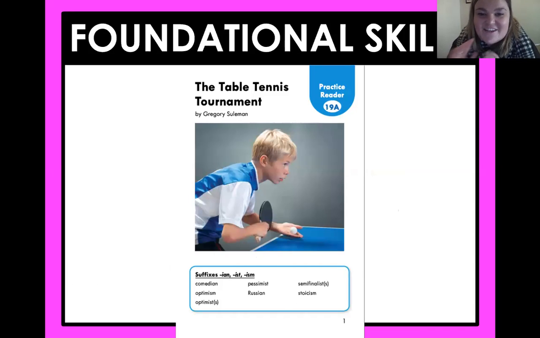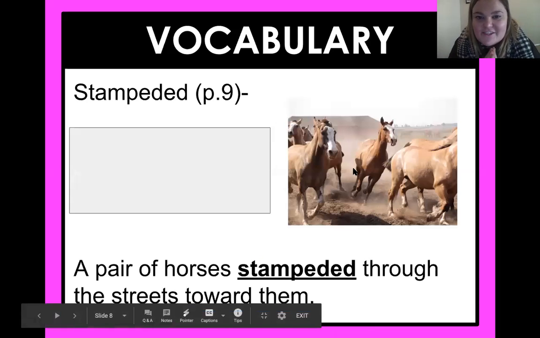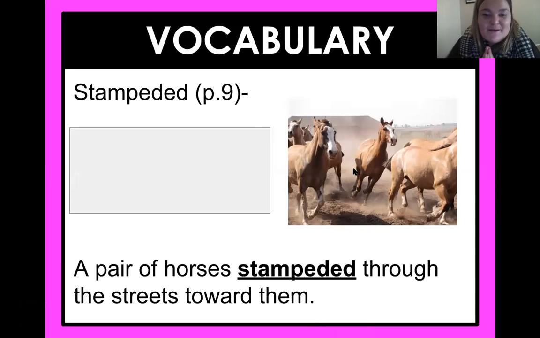So your foundational skill today is, oh, those were kind of out of order. Sorry about that, guys. So to sum up your suffixes, you are going to be reading the story, The Table Tennis Tournament. You're going to be focusing on those suffixes we just worked on, ian, ist, and ism. Now, let's finish up that vocabulary that popped up out of nowhere. So what is this word?